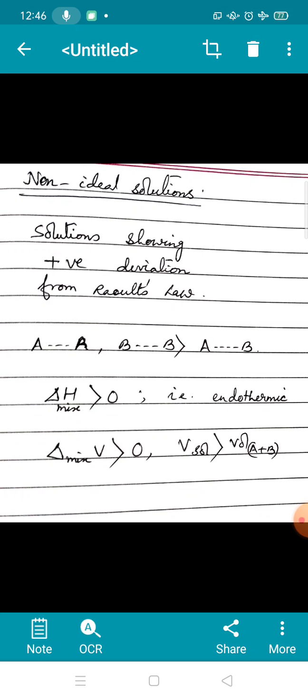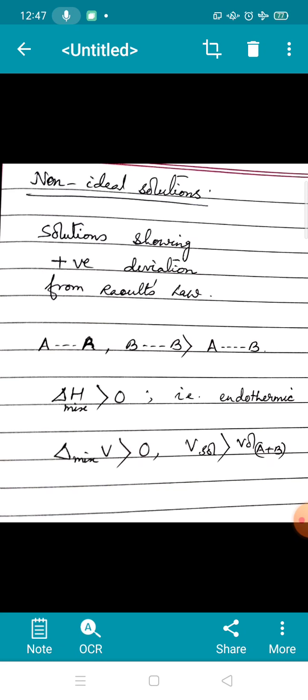Now, delta V mix is more than 0. That means volume of the solution is more than volume of pure component A and B. If I take an example, if I take 10 ml of A and 10 ml of B, we expect the final volume to be 20 ml. But those solutions which show positive deviation, the volume of the final solution will not be 20 ml, rather it will be a little more. It may be 20.2 ml, it may be 20.3 ml, like this. As I told you earlier also, it may sound weird. How can volume increase? But it does happen.